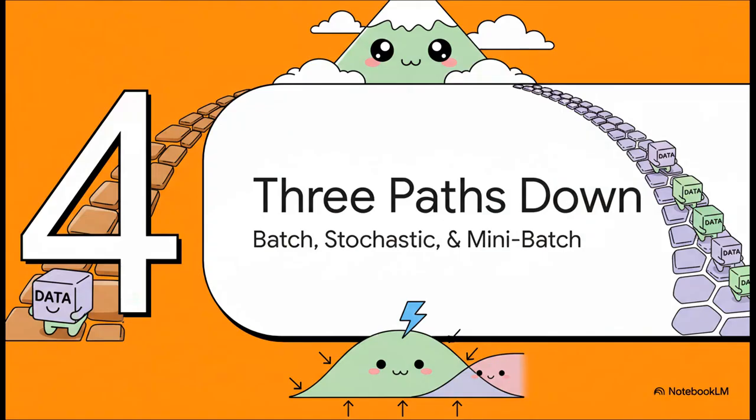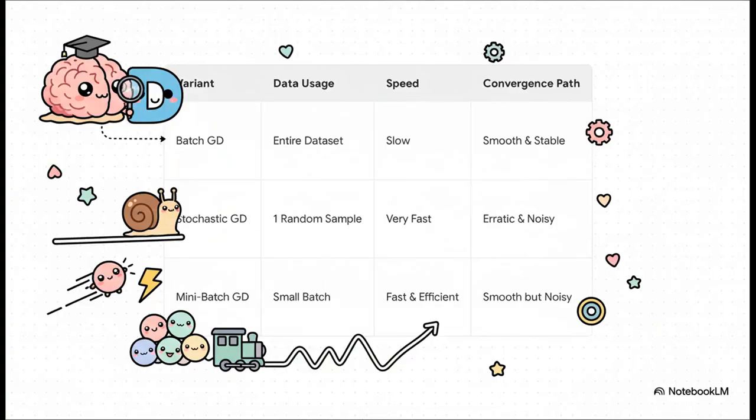All right, now things start to get a little more nuanced. It turns out there isn't just one single way to walk down this mountain. The strategy you use can change, and it all depends on how much data you look at before deciding where to take your next step. This table lays out the 3 main flavors.